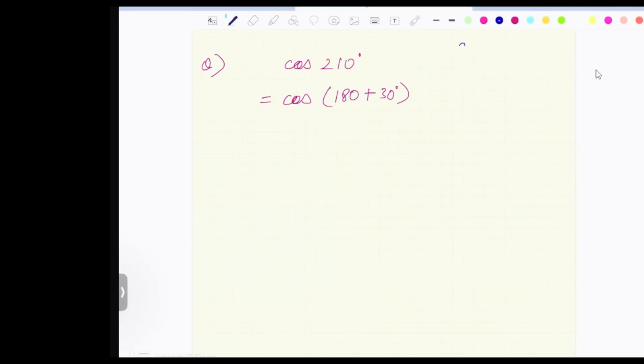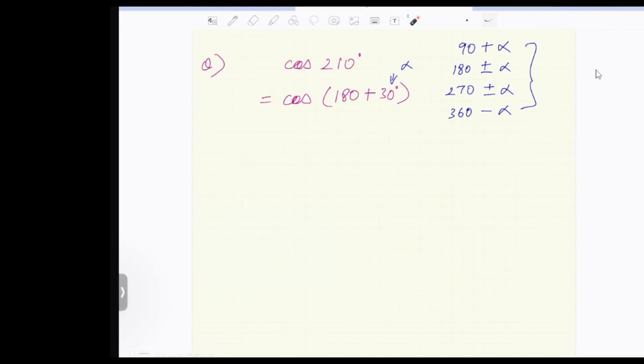Now how do you break it? You can break it into 90 plus alpha, where this angle is our alpha, or 180 plus or minus alpha, or 270 plus or minus alpha. But why is it only 90 plus and not 90 plus or minus? Because if it's minus, you don't need to break it, as it's not greater than 90 degrees. So these are the possibilities in which an angle could be broken. Remember, alpha has to be an acute angle. It cannot be greater than 90 degrees.